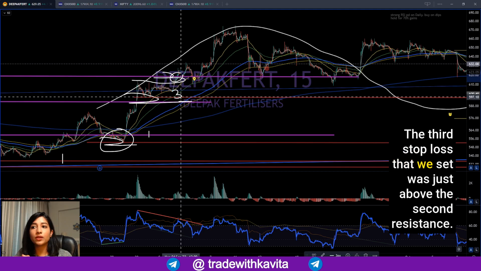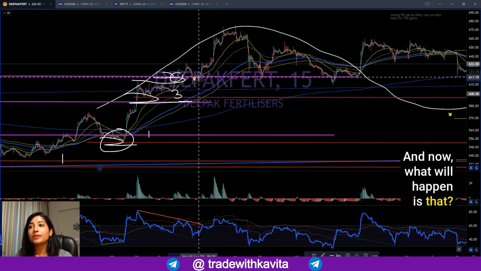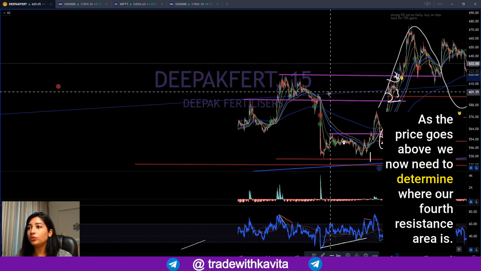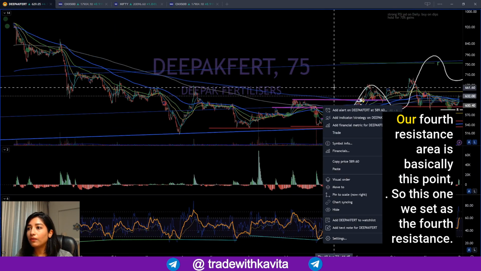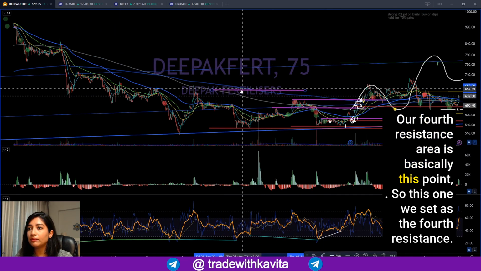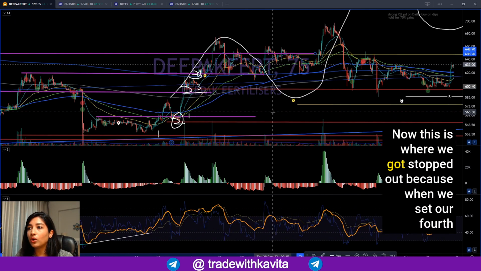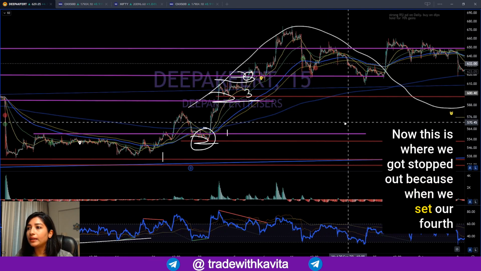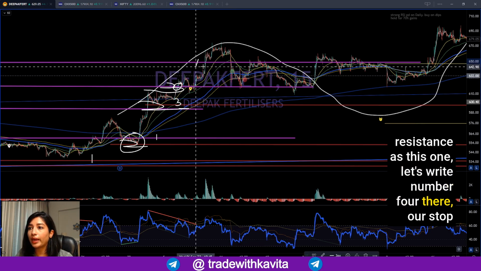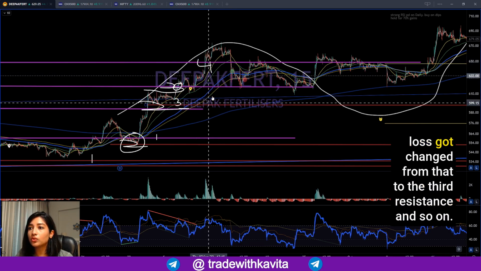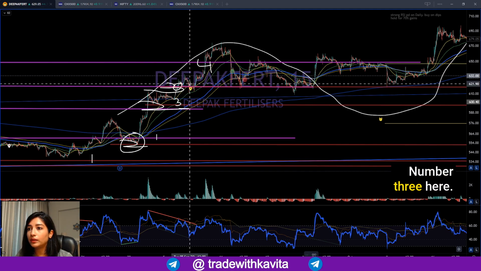The third stop loss that we set was just above the second resistance. And now what will happen is that as the price goes above, we now need to determine where our fourth resistance area is. Our fourth resistance area is basically this point. So this one we set as the fourth resistance. Now this is where we got stopped out, because when we set our fourth resistance as this one, let's write number 4 there, our stop loss got changed from that to the third resistance zone, number 3 here.